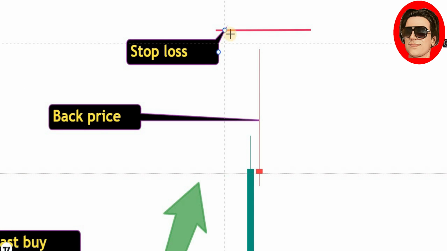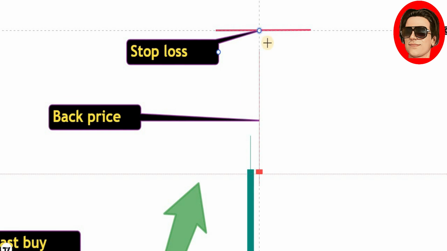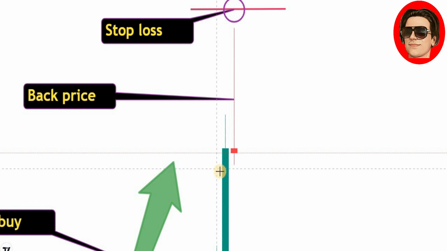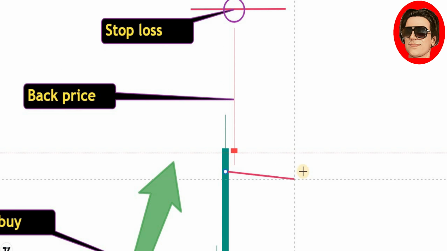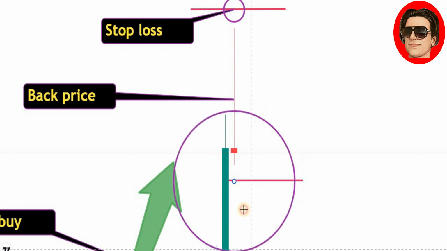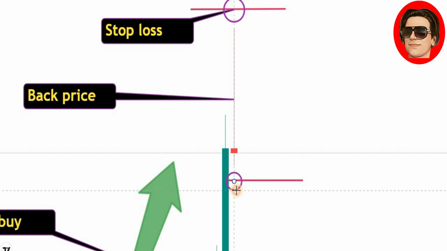And the candle after is a stop loss. This is a stop loss. Yes, a stop loss has a buffer. Please, this point is the open position. The open position has a buffer.